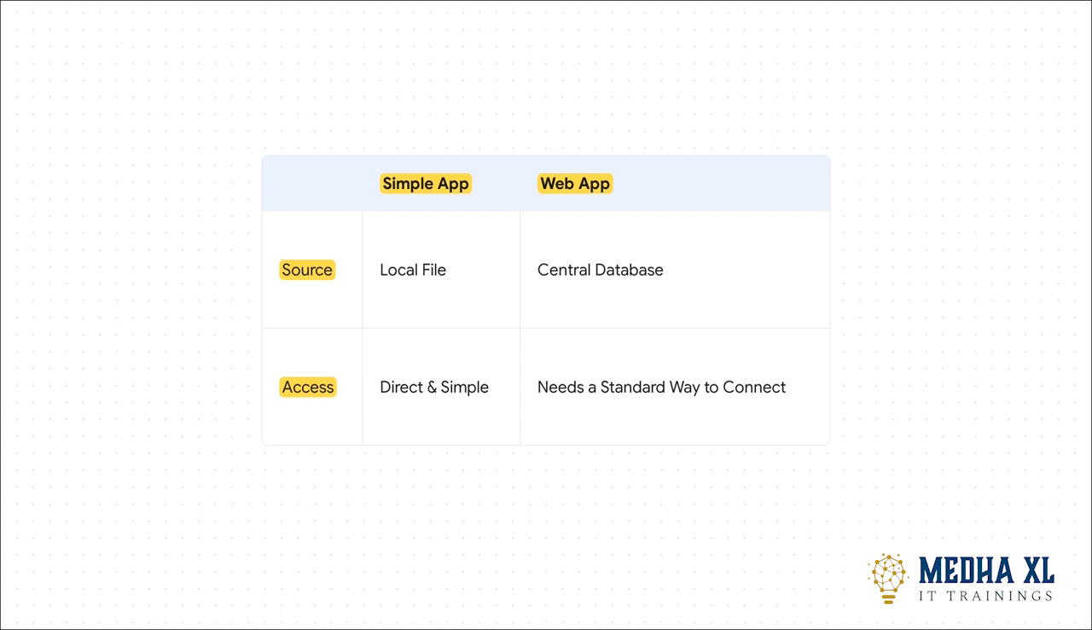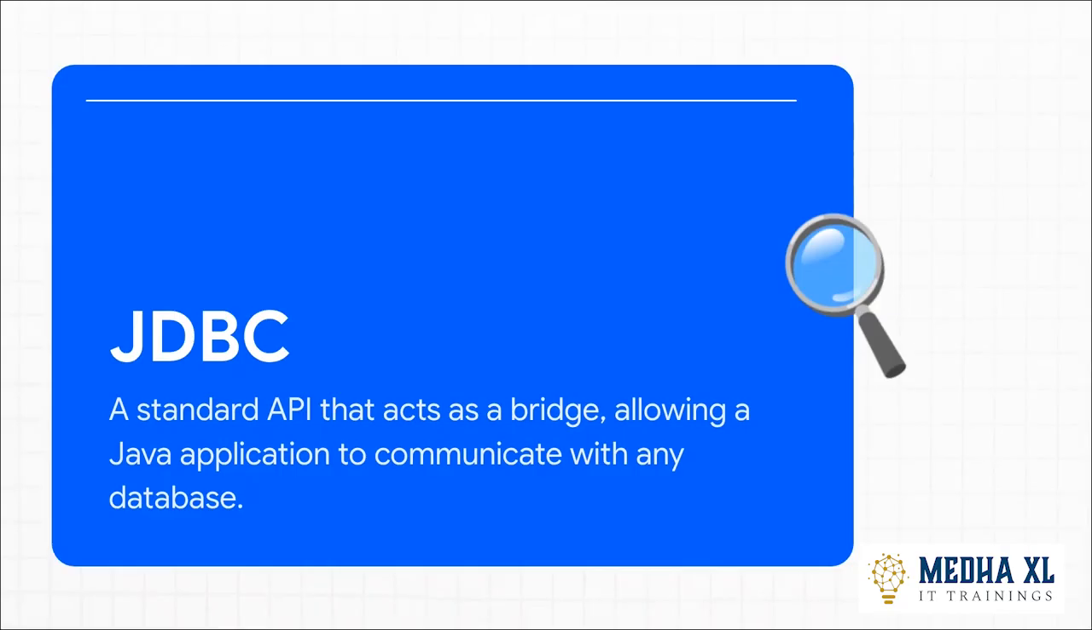And with all the different kinds of databases out there, we're talking Oracle, MySQL, SQL Server, you name it, how in the world can our single Java application speak all of their different languages? The solution is this brilliant piece of tech called JDBC. It acts like a universal translator. See, the application doesn't need to know the specific dialect of any one database. It just speaks JDBC, and JDBC handles all the translation behind the scenes. It's one standard, unified way to get the data you need, no matter where it's stored.